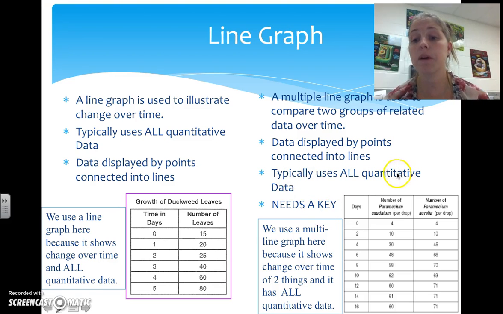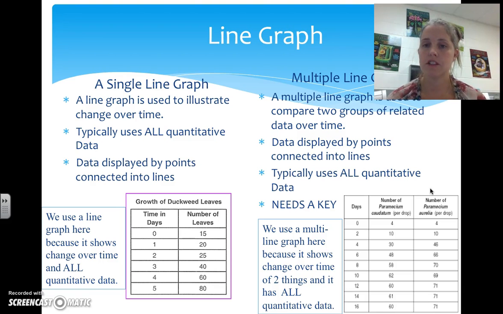We need a key here because each measurement, each group of measurements, will need their own color or their own line. So here we have the time, and then we have these guys right here, which would be their own color in the graph, and then these guys right here, which would be their own color in the graph.